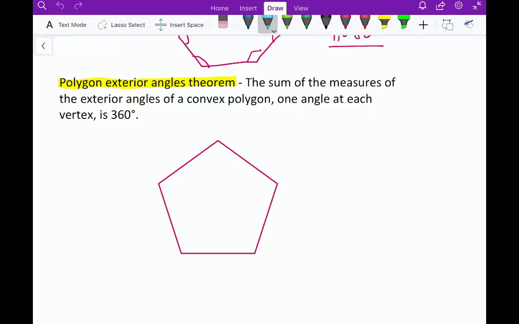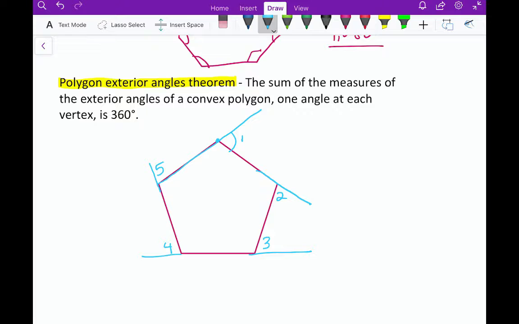So I'm going to extend, there's only one exterior angle at each vertex. So at this vertex, I'm going to extend this line out, and this is one of my exterior angles. That's number 1. And then I'm going to extend this side out, and my second exterior angle is this guy. Then I'll extend this out. This is number 3. Over here is number 4. And finally, here is number 5.